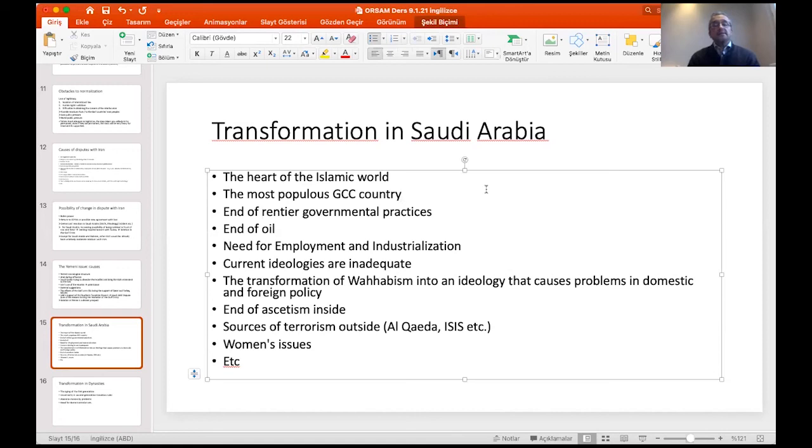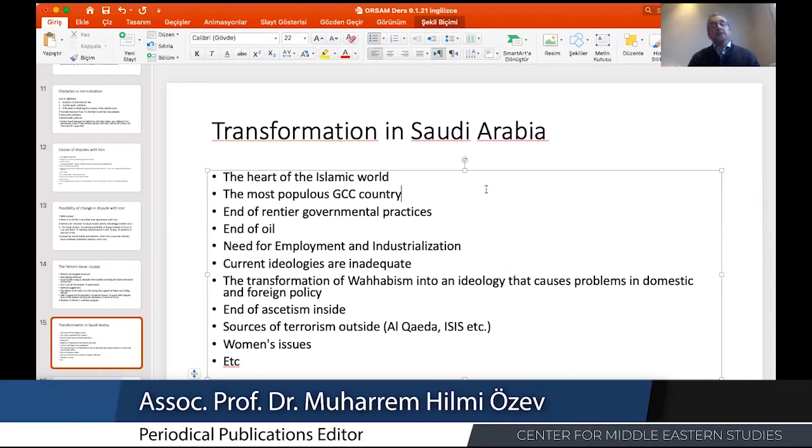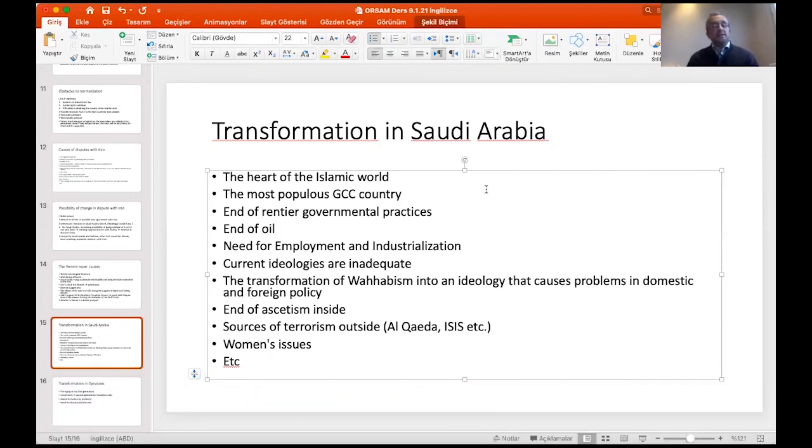And the second parameter, looking at the Saudi Arabian internal issues, is population and demography. Saudi Arabia is the most populous Gulf Cooperation Council state, and therefore, together with the end of the oil era, we see their entire government practices coming to an end, because oil money and oil revenues are not enough to continue the entire state practices.